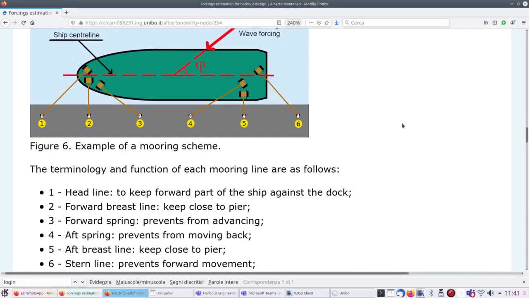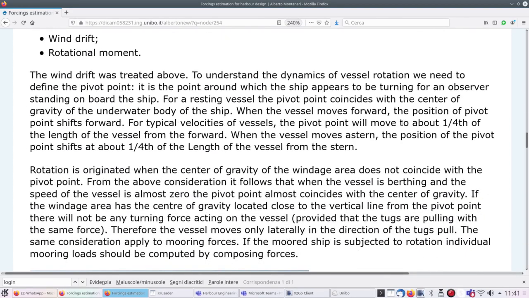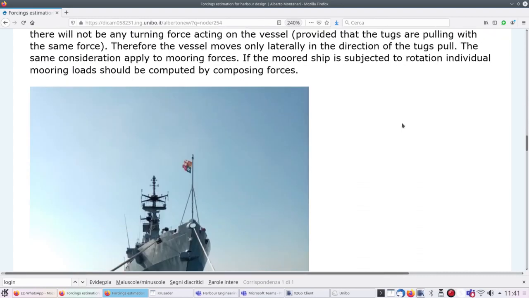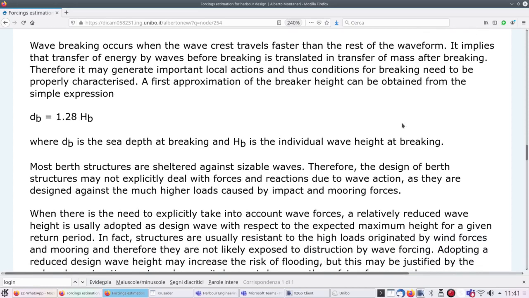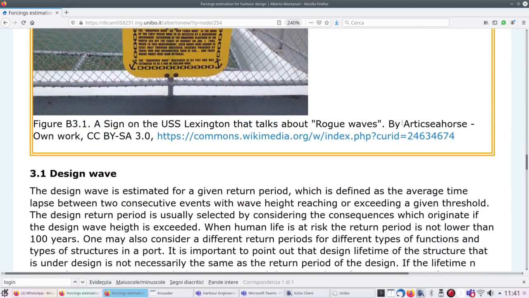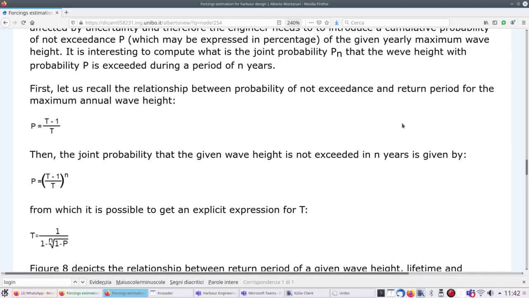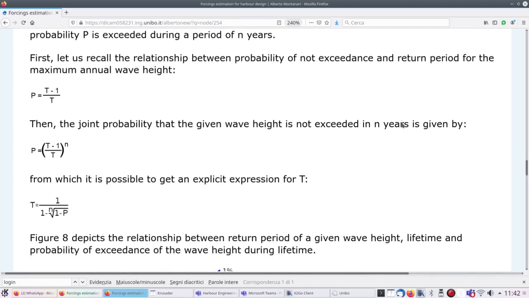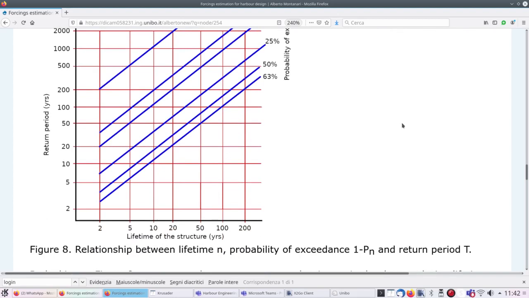It is somewhere here. A thing that I may ask is what is the definition of the return period, and what are typical return periods for the design of berths. And then, okay, design wave, it's here. So this relationship, these are details that I may ask you, what you see on the screen here. And also the meaning of this figure, what is displayed here, this is something I may ask.